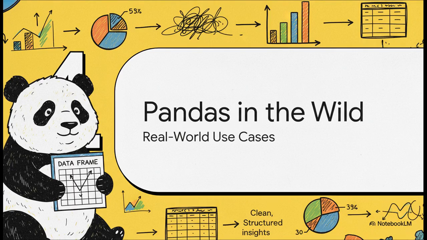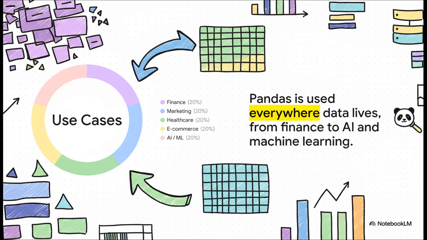Okay, so the theory is great, but where are people actually using this? Let's take a look at some real-world examples to see just how big its impact is. The short answer is pretty much everywhere there's data. In finance, they use it for analyzing stock prices. In marketing, it's crucial for understanding customer segments. E-commerce relies on it for sales forecasting. And in the world of AI, it's the go-to tool for preparing data for machine learning. Seriously, where you find data, you'll find Pandas.